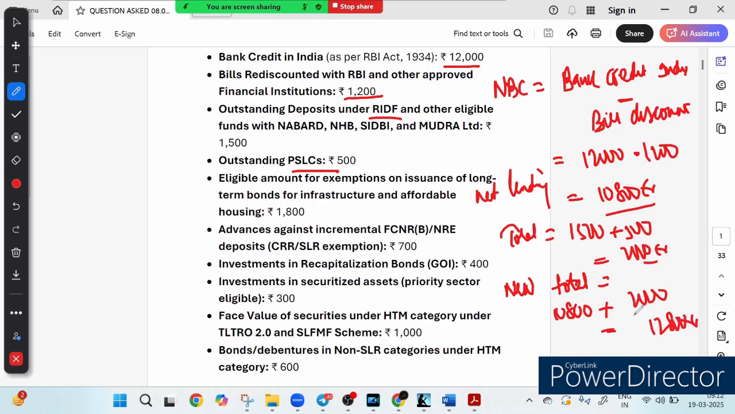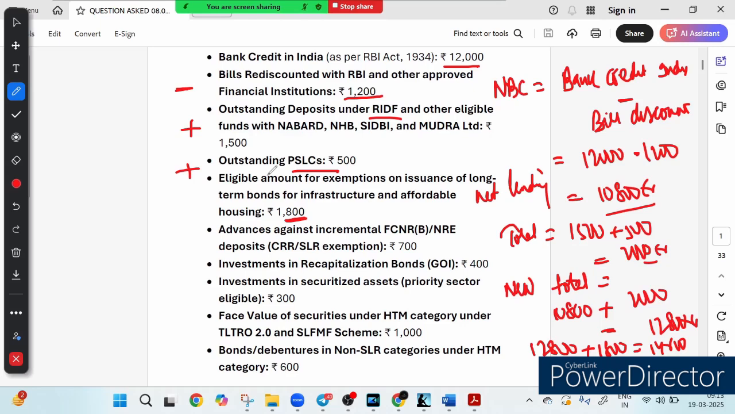Now this is step number 2. In step number 2, we added the RIDF deposit and the PSLC, and the bills discounted were subtracted. Now step number 3: we add exemptions for long term bonds. Banks get exemptions for issuing long term bonds meant for infrastructure and affordable housing. So we will add this. 12,800 plus 1800, so this will give us 14,600 crore.